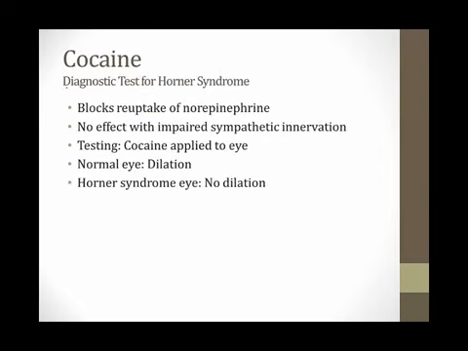Cocaine can be used as a diagnostic test for the Horner syndrome. That's because cocaine blocks the reuptake of norepinephrine. However, it has no effect if there is impaired sympathetic innervation to the pupil. So to perform this test, you apply a little bit of cocaine to the eye. If the eye is normal, it will dilate. If there is a Horner syndrome occurring in that eye and the sympathetic innervation is impaired, there will be no dilation. Normally, the cocaine is applied to both eyes. The normal eye will dilate massively, and the eye with the Horner syndrome will not dilate at all.